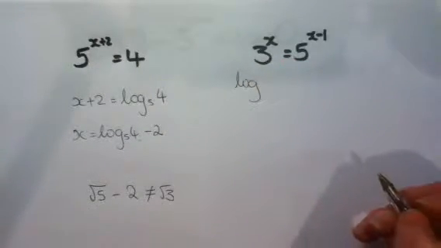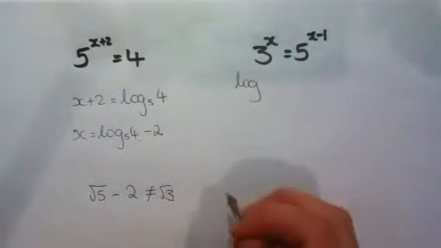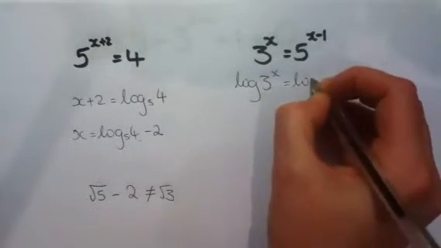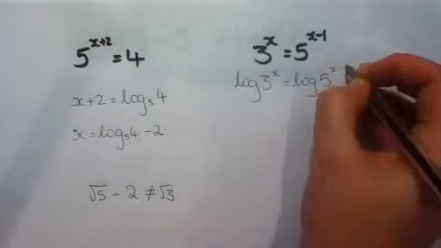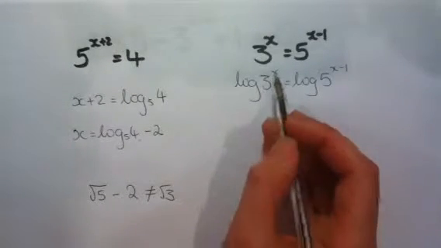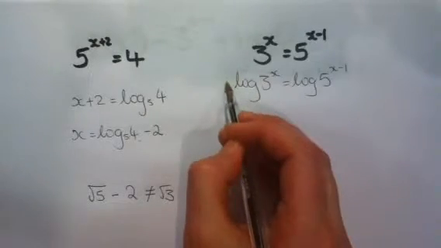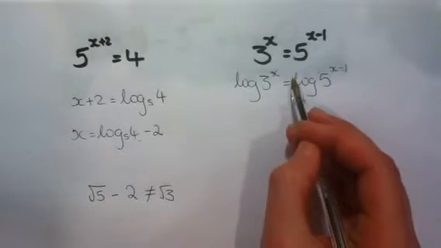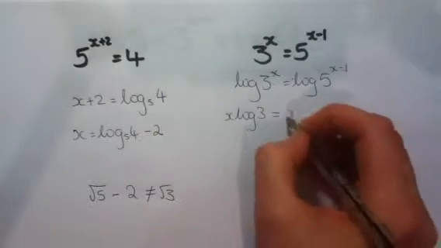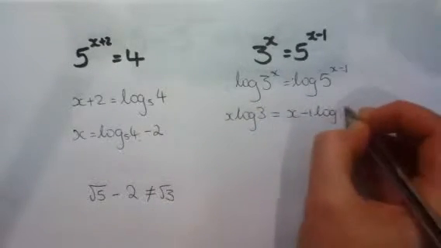So if I do log to base 10, I don't need to write 10 at the bottom, I can just write log and everyone knows I mean log to base 10. So I've got log to base 10 of that side and log to base 10 of that side. So I've done the same thing to both sides. Now I can use that nice rule to pull these powers down the front. So we've got x log 3 equals x minus 1 log 5.